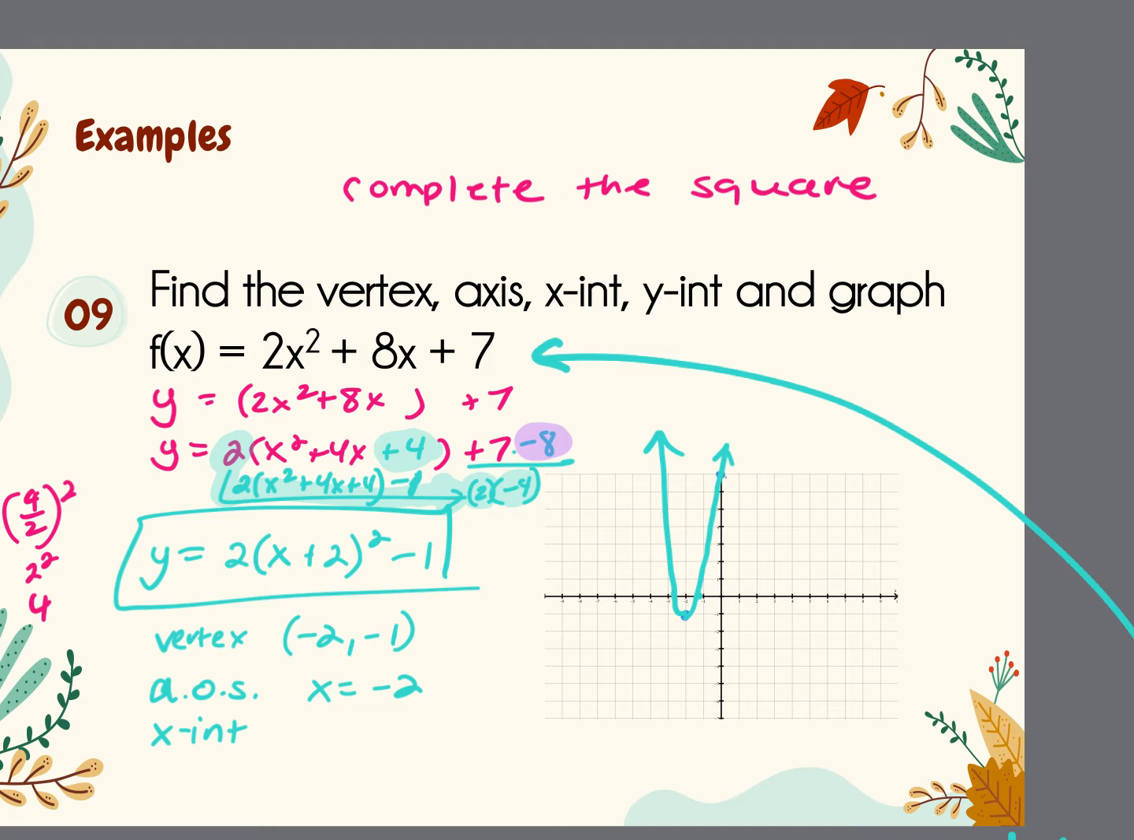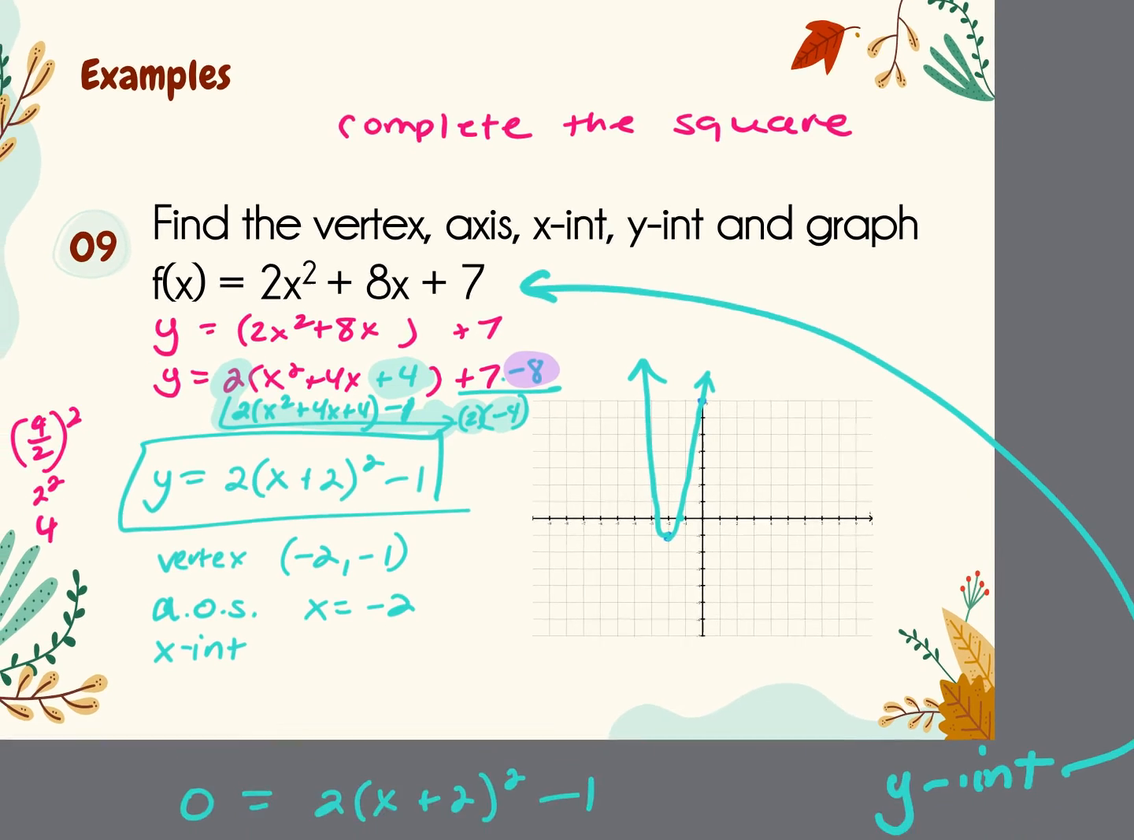You want to factor your trinomial, so the 2 stays on the front. Square root of x squared is x. Square root of 4 is 2. Put in the parentheses, square it, take the sign from the middle, and then subtract the 1 at the end. So that's the standard form of your graph. From there, it's easy to get the vertex. It'd be (-2, -1). Axis of symmetry would be x equals -2.